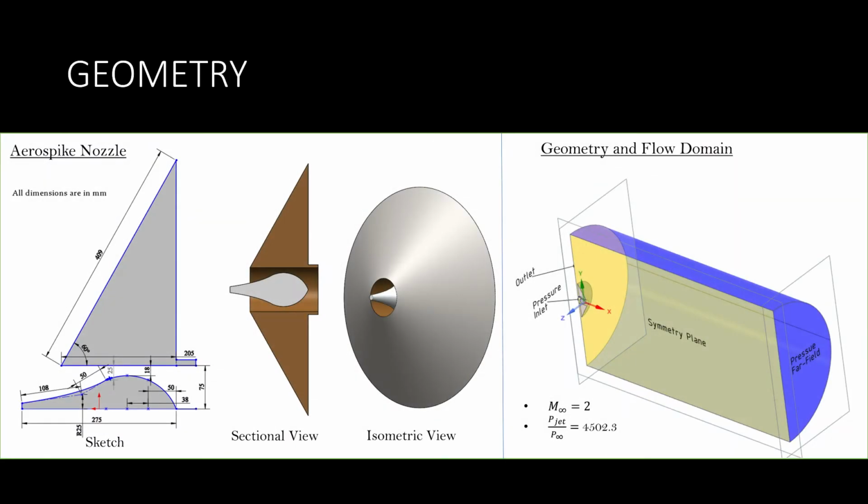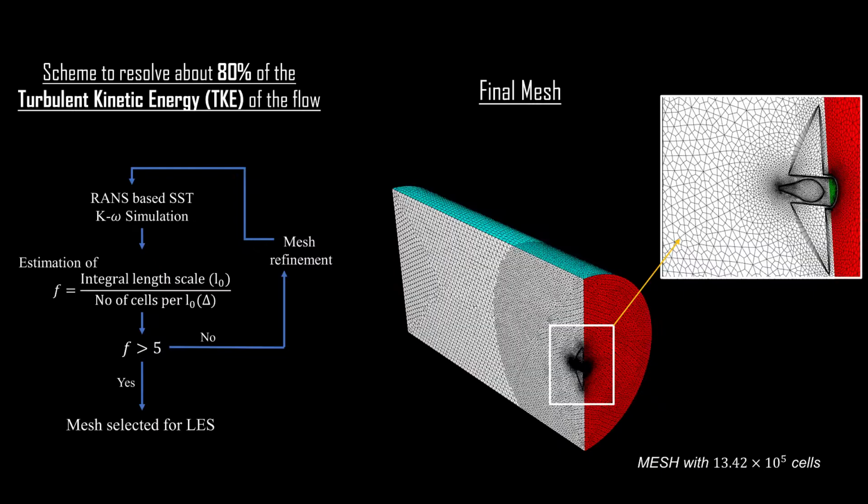For the numerical investigation, a symmetrical geometry has been generated where the free stream is considered as a pressure far-field boundary condition with a supersonic flow of Mach 2 at a pressure of 2 psi. The inlet of the aerospike nozzle is at a total pressure of 9004.6 psi such that the ratio of the pressure of the jet to the free stream pressure becomes 4502.3. As mentioned, the study employs large eddy simulation, or LES, by which the large-scale motions of the turbulent flow are computed directly and only the small-scale subgrid-scale motions are modeled, resulting in a significant reduction in computational cost compared to direct numerical simulation and more accuracy than RANS-based turbulence models.